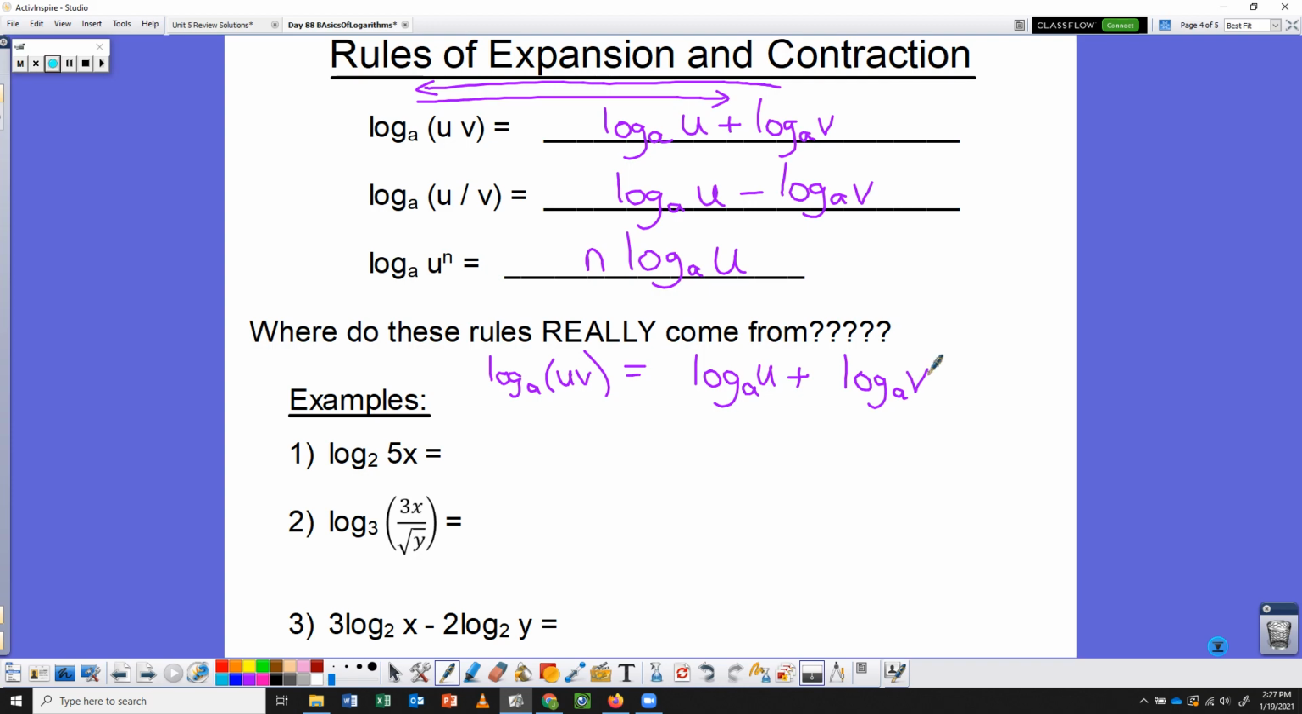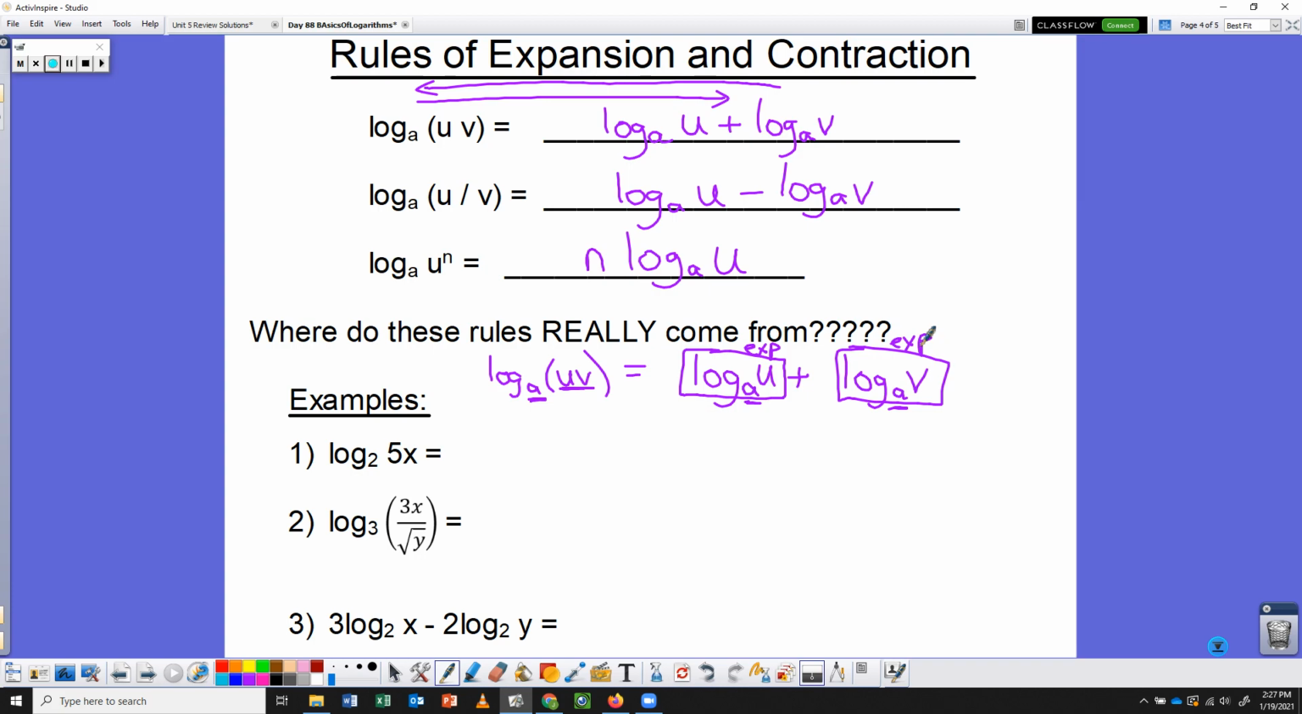So in other words, this is actually our first rule from working with exponents. If you're multiplying together powers that share the same base, you should add their exponents. Remember, log base a of u is the exponent, and log base a of v is an exponent. And if you add those two exponents together, you would get the result of log base a of u times v, which is the product.